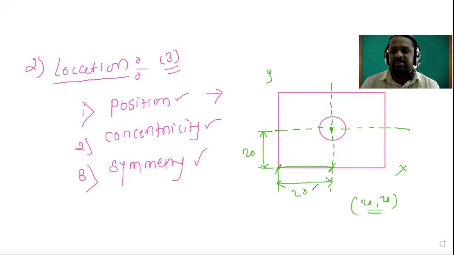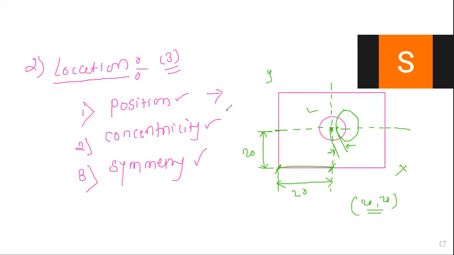Suppose in that drawing they have given it like this. But unfortunately it is not possible to produce the exact hole at this 20 and at this 20. Suppose your hole is drilled at this point, and suppose this variation is within tolerance. If this variation is within tolerance, then is it acceptable or rejectable? Accepted. It is acceptable. So it is called the position.